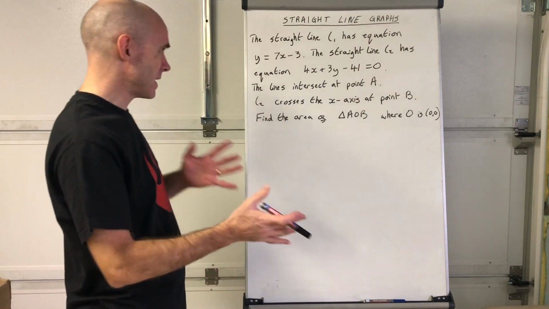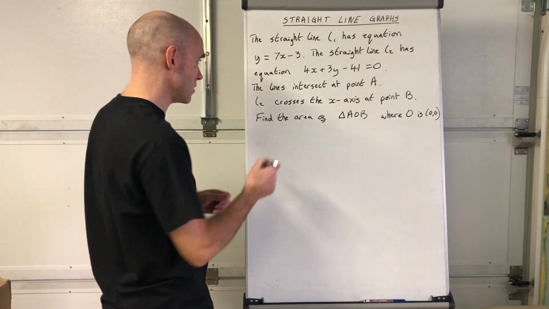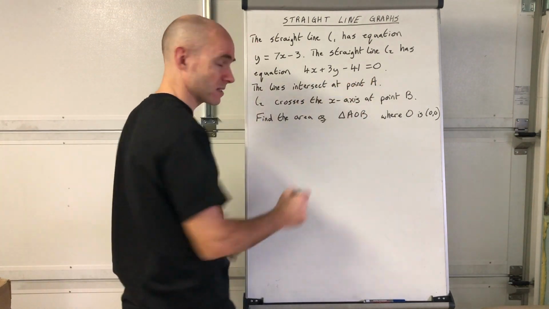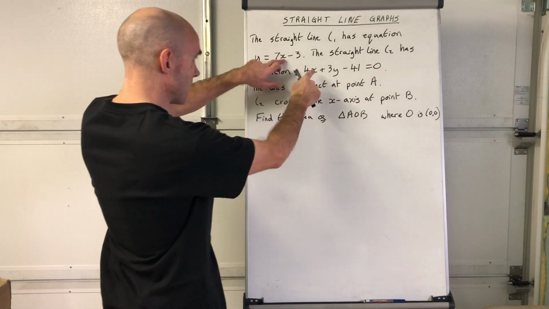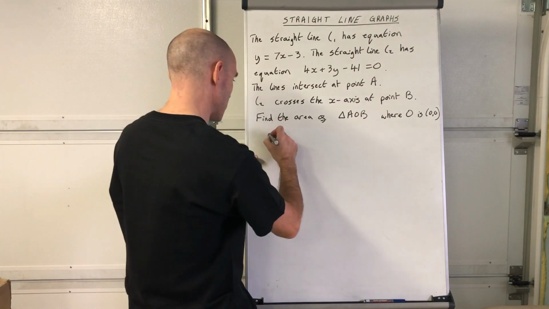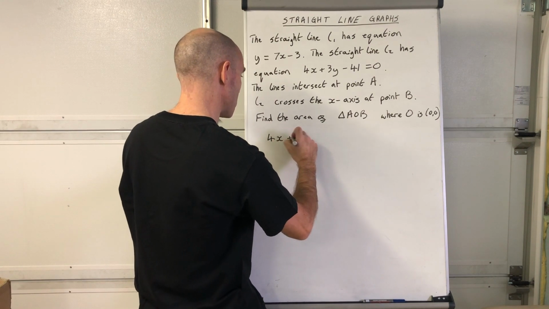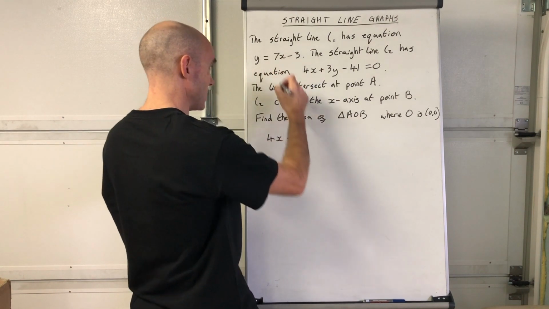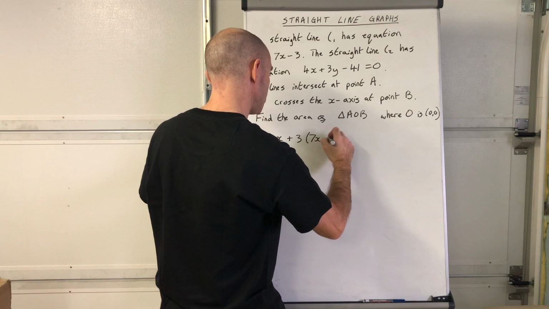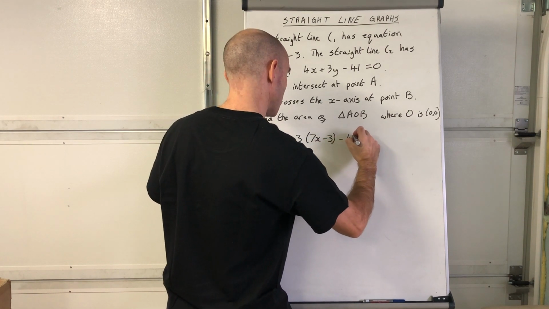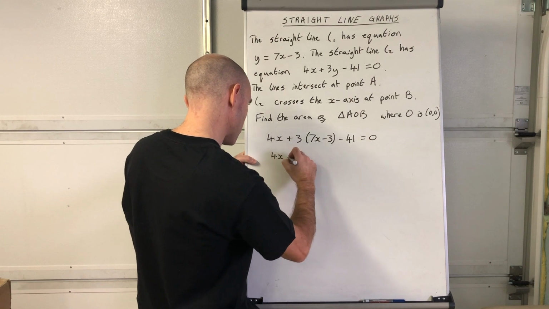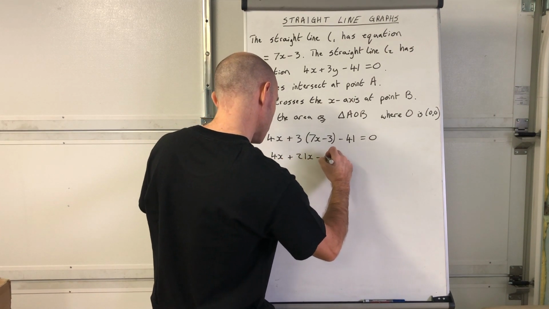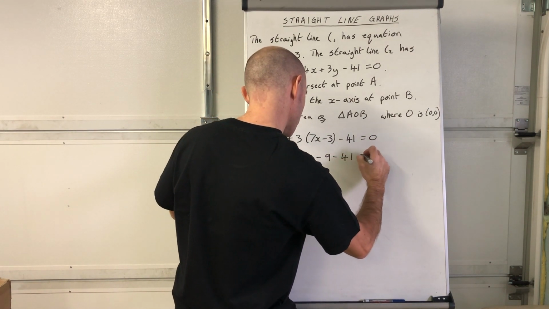So, breaking it down step by step, the first thing we need to do is find where the lines intersect, point A. We'll do that by solving these simultaneously. So let's just do that. 4x plus 3y where y is 7x minus 3, subtract 41 is equal to 0. And then we'll have 4x plus 21x minus 9 minus 41 equals 0.